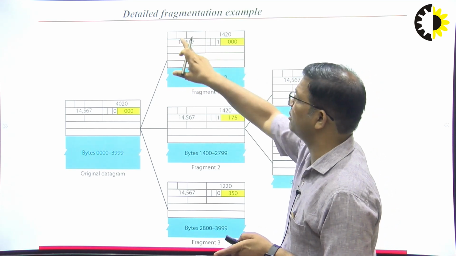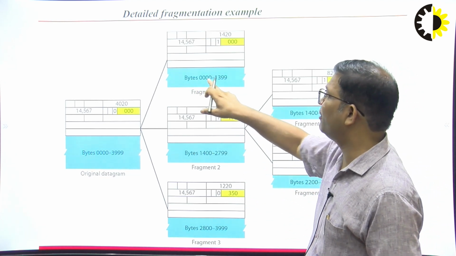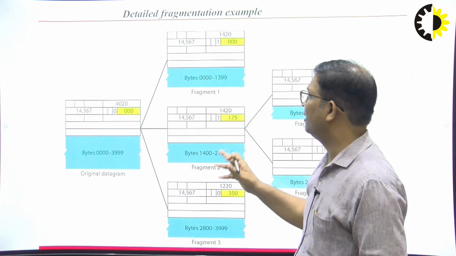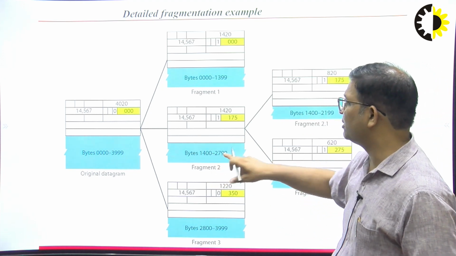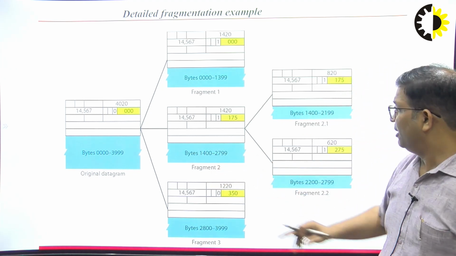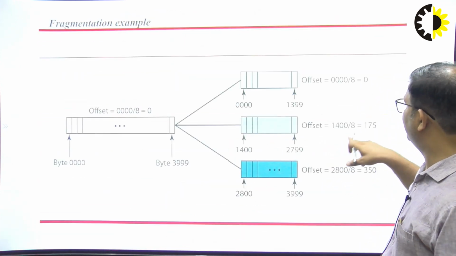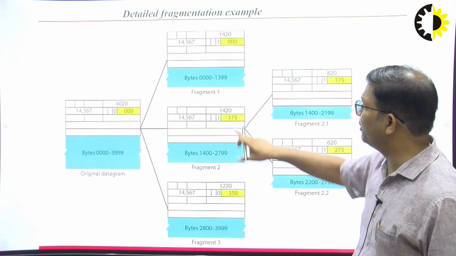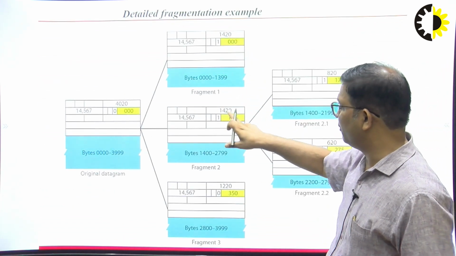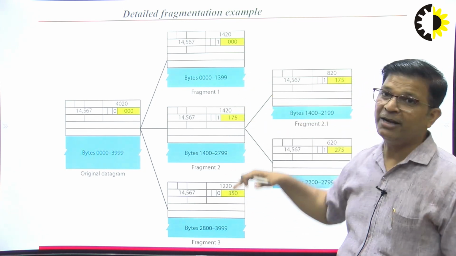14567 is the sequence number for this identification for this protocol. Okay, so these are the bytes. This is fragment 1. Then comes fragment 2, which is 1400 to 2799. And this is fragment 3, with offsets 175 and 350. We have already discussed 175 and 350. This size is 1420, the rest is 1220, and 20 bytes for header length.